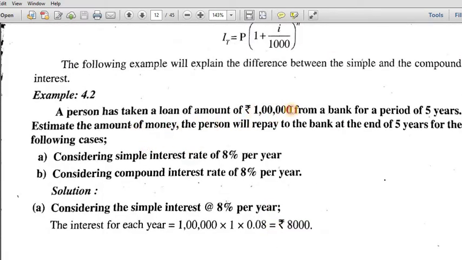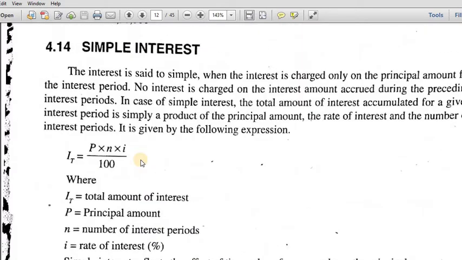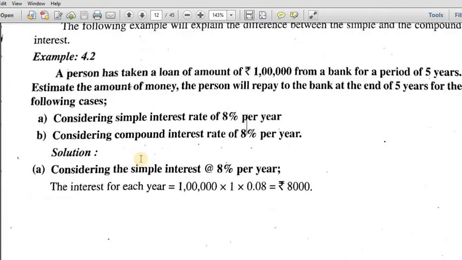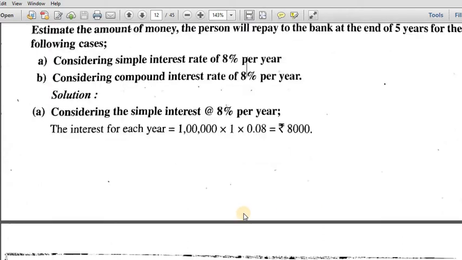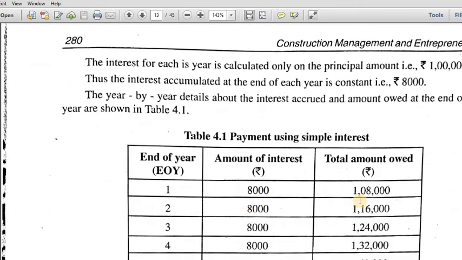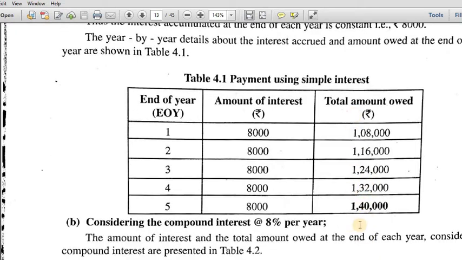A person has taken a loan of 1 lakh from a bank for a period of 5 years. Estimate the amount of money the person will repay to the bank at the end of 5 years for two cases, simple interest and compound interest. For simple interest, what is the interest amount? PNI by 100. So 8% means 0.08. Remember that formula. Principal amount is 1 lakh, number of period is 1 year, so 8,000. For the second year also, it will be the 8,000 amount only. You have to pay that interest, 1 lakh 8,000. Second year, same amount. Third year, same amount. So he has to pay this much amount after 5 years.